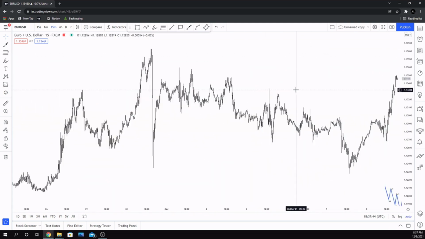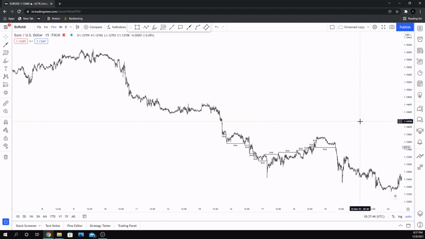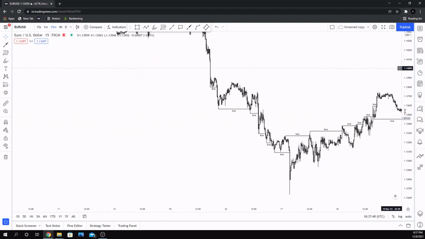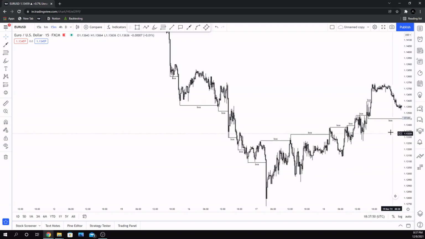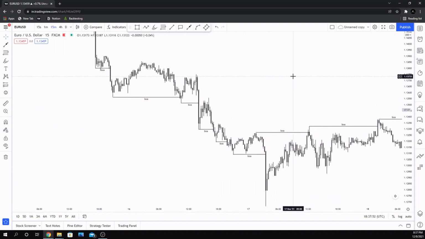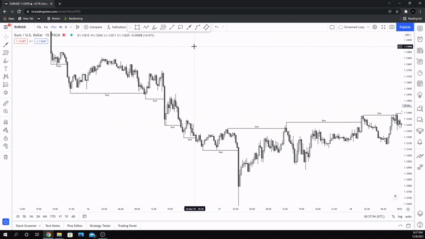I'm going to be showing you guys a little bit of live examples that I've marked out here for everyone, so that you all can see what I am currently looking at and some live application.